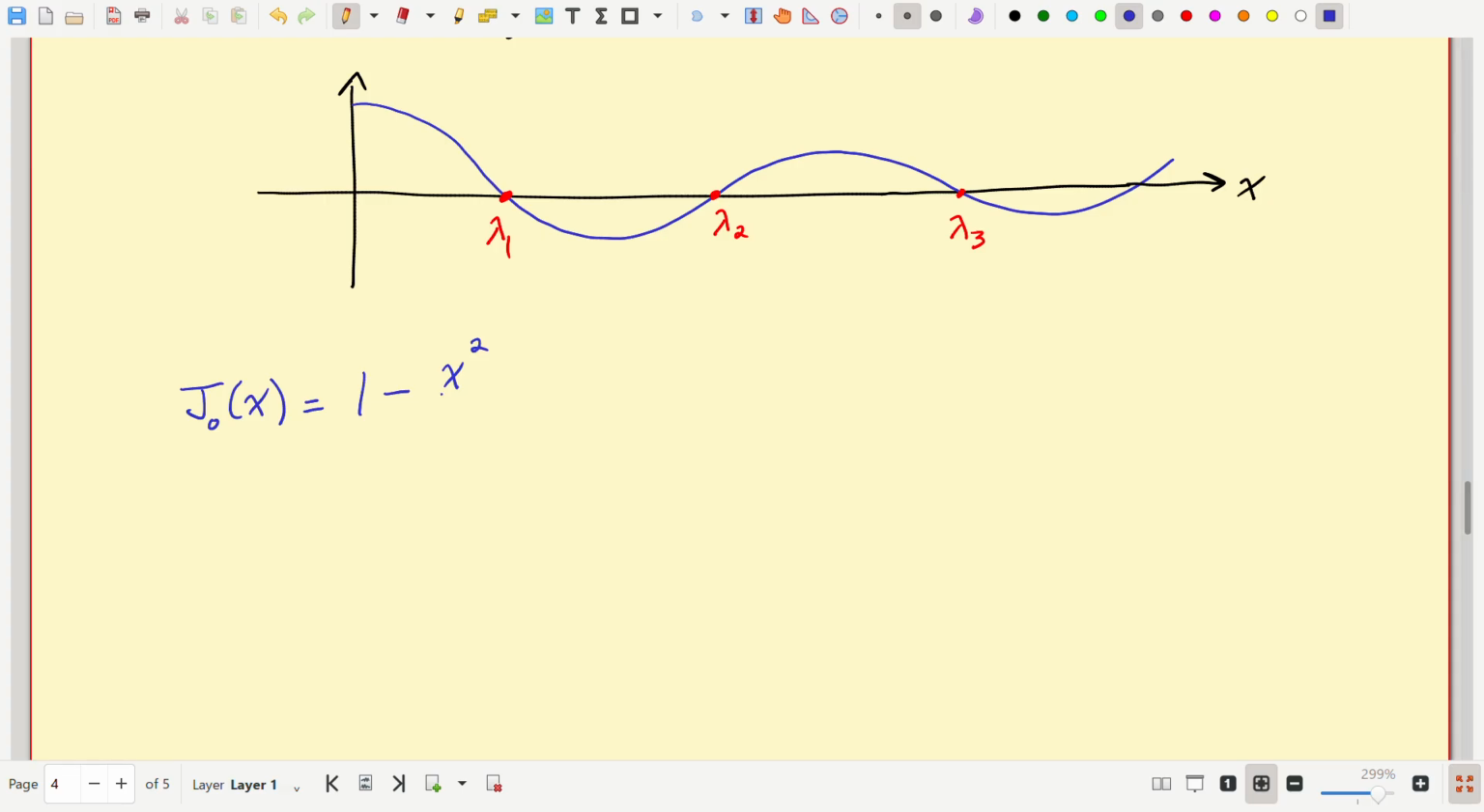Now let's see, you get x squared over 2 squared plus x to the 4th, they alternate, over 2 squared times 4 squared minus x to the 6th over 2 squared times 4 squared times 6 squared.